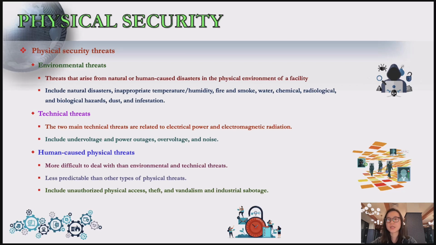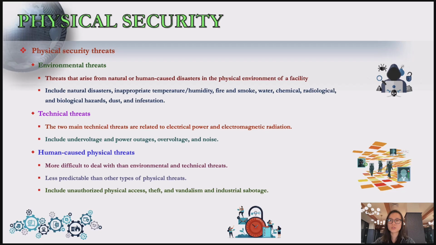Electrical power and electromagnetic radiation are the two main technical threats to physical security. Electric power is essential to the operation of IT equipment. All the electrical and electronic devices in the system require power, and most of them require uninterrupted utility power. Power utility problems can be broadly grouped into undervoltage, overvoltage, power outages, and noise.